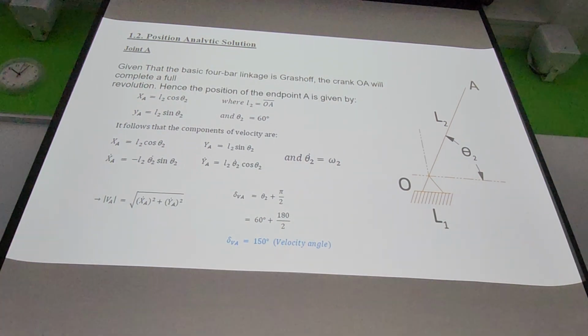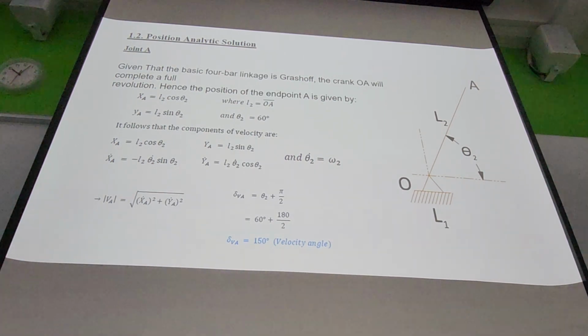Okay. Then take the derivative of this. So x dot A is the derivative of this. The derivative of cosine theta becomes minus sin theta. So the derivative of this is minus L2 theta 2 dot sin theta, where theta 2 dot is nothing but omega 2, the derivative of theta 2. Similarly for y. So theta 2 dot is nothing but the angular velocity of link 2.